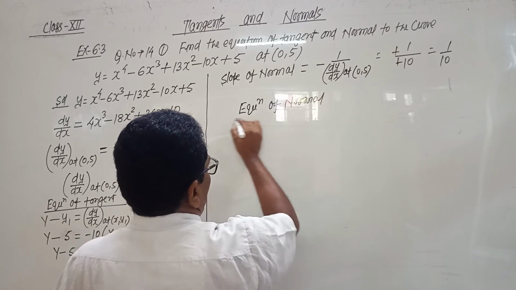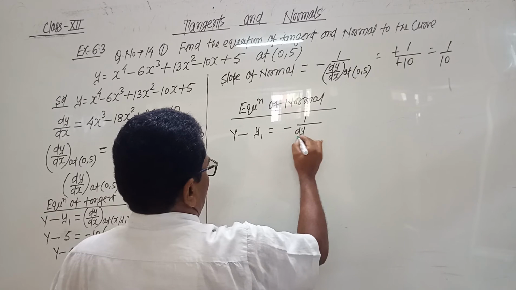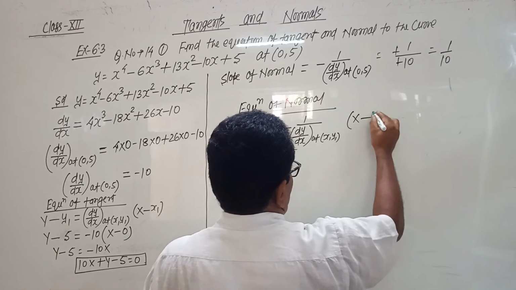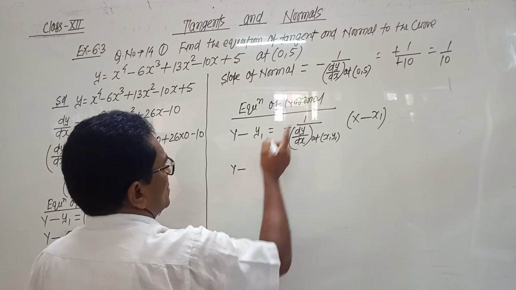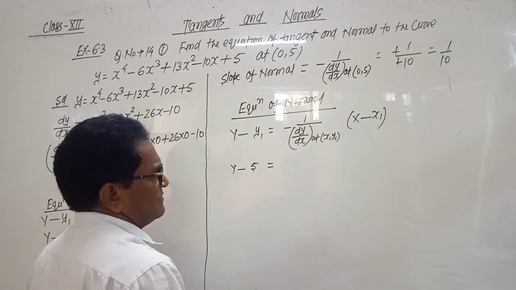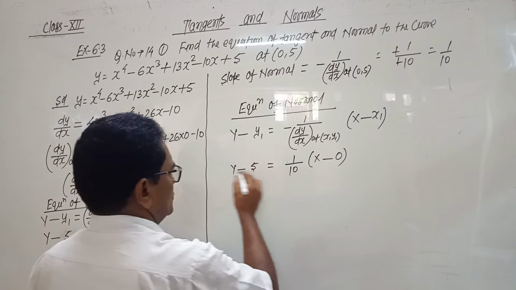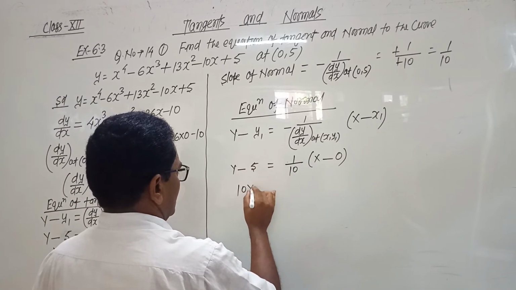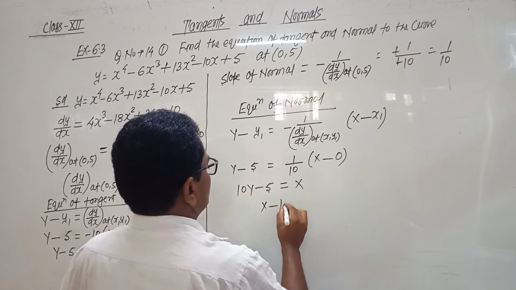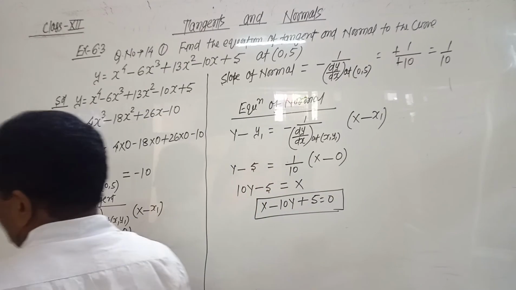Equation of normal. The formula is y minus y1 equals to minus 1 upon dy by dx at x1, y1, and x minus x1. So y minus, the value of y1 is again 5, and minus 1 upon dy by dx at (0, 5) we have calculated. This is 1 by 10, and x minus x1 is 0. Do cross multiplication. So 10y minus 5 equals to x, and we get x minus 10y plus 5 equals to 0. So this is the equation of normal.